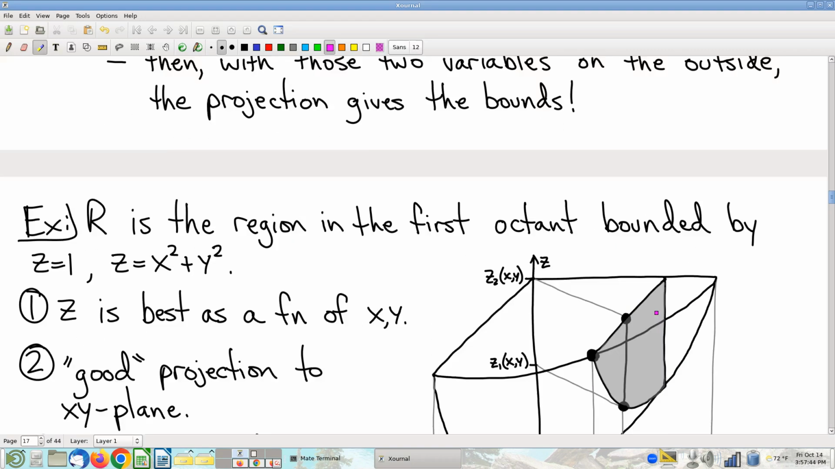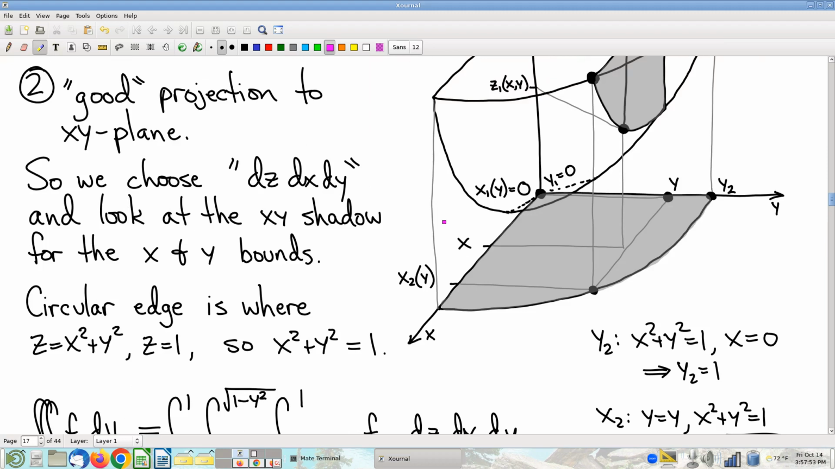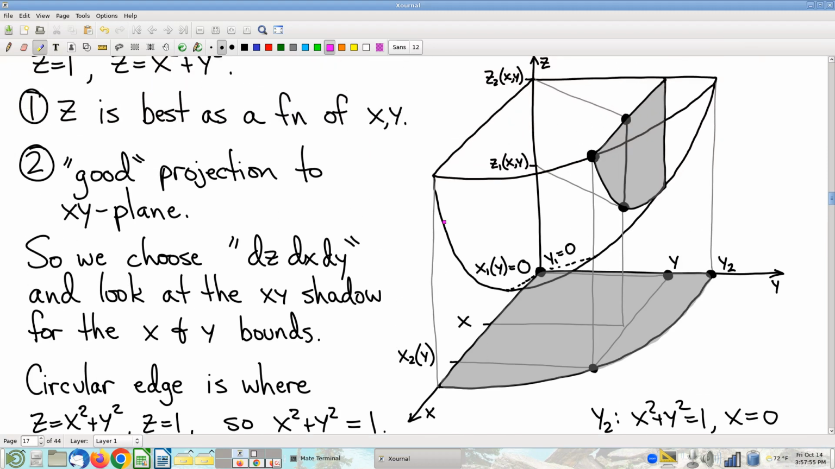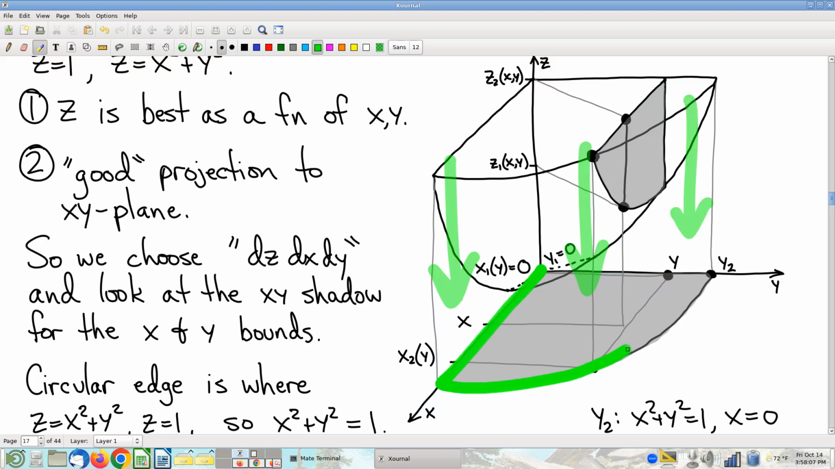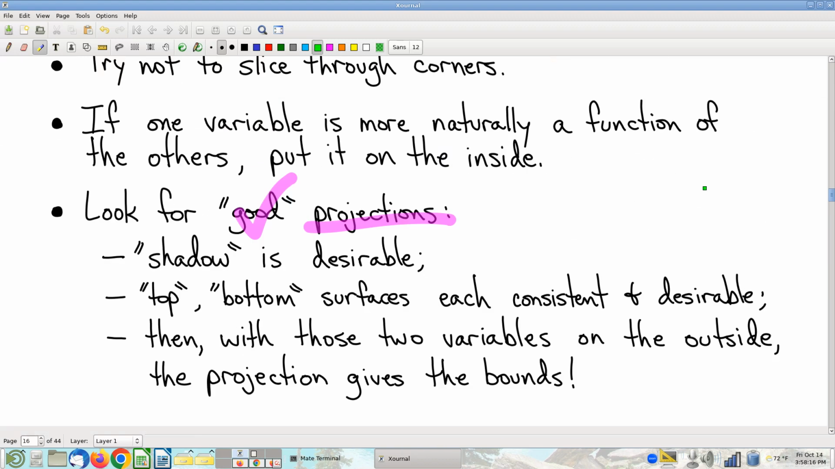The projection alternative. I claim that we're going to have a good projection into the XY plane. Now let me draw that first. Let's see here, I'll use green. By projection to the XY plane, of course, I mean just look at the shadow, push everything straight down. Here's my projection into the XY plane. And I claim this is a good projection per the following criteria.